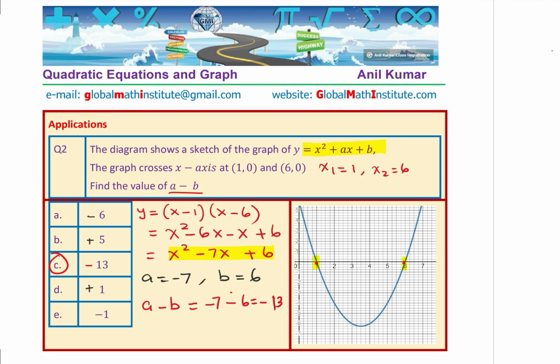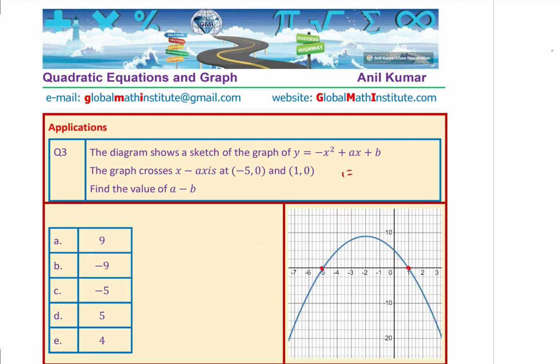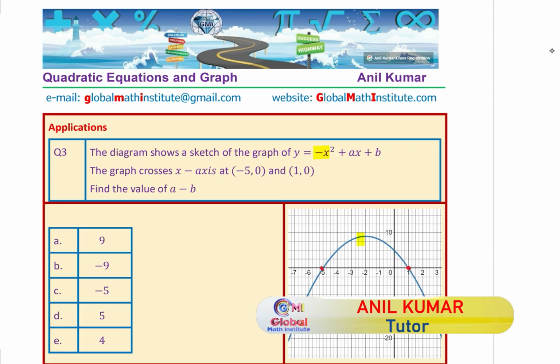Now let's move on to question number 3, which is in this particular case. The diagram shows the sketch of a graph minus x squared plus ax plus b. It's different, right? As you can see here, negative and parabola opens down. Makes sense, right? So be careful in answering this particular question. It crosses the x-axis at 2 points, minus 5 and 1. Find the value of a minus b.